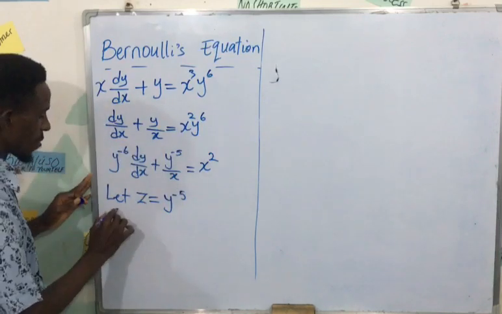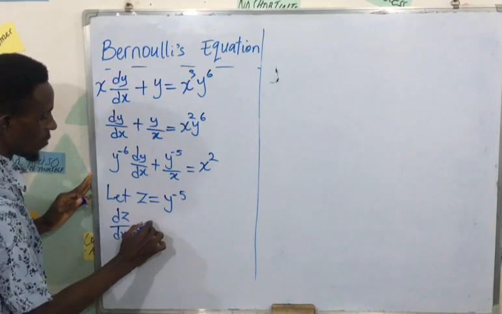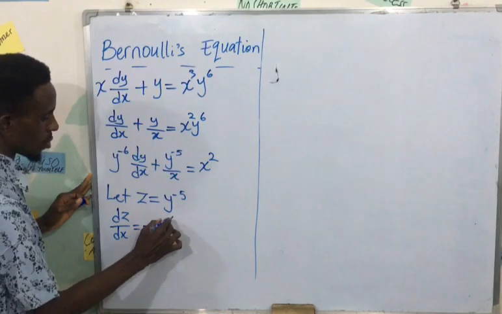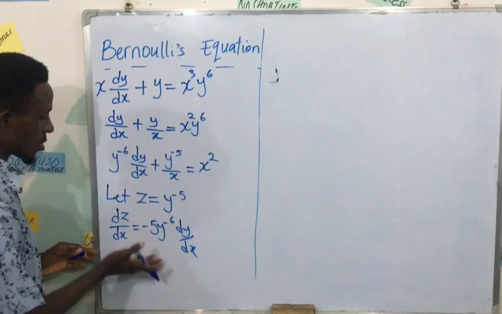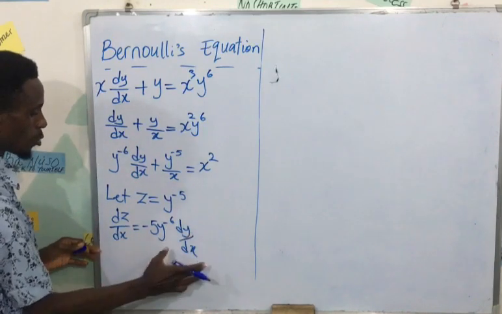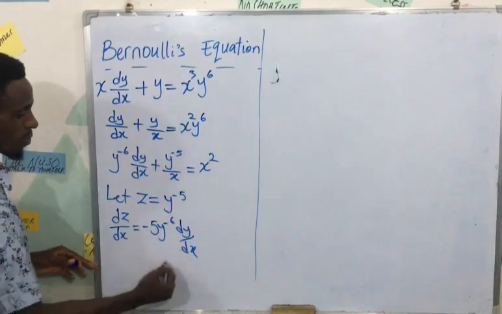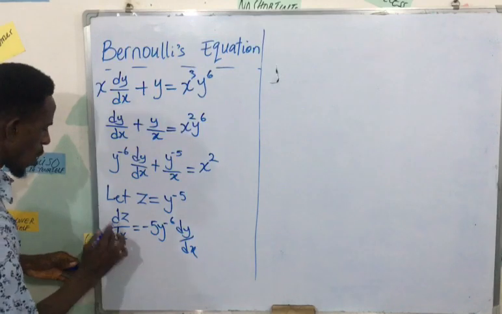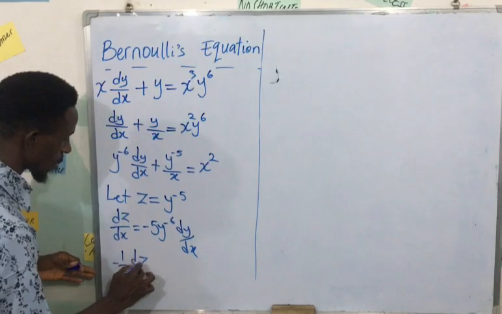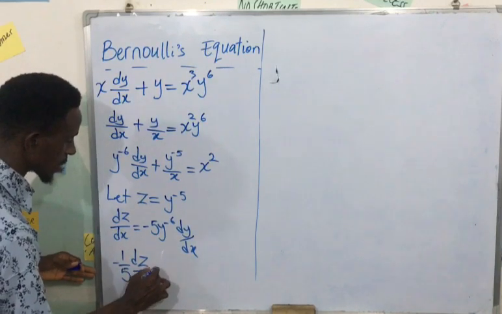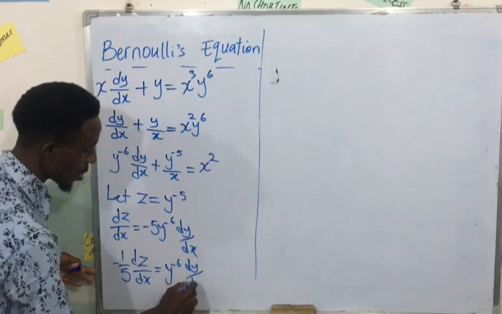Y to power minus 5. So if I'm differentiating z with respect to x, I'm going to have minus 5y to power minus 6 dy dx. From this point, I'll divide by minus 5. So I'm going to have minus 1 over 5 dz by dx is equal to y to power minus 6 dy by dx.